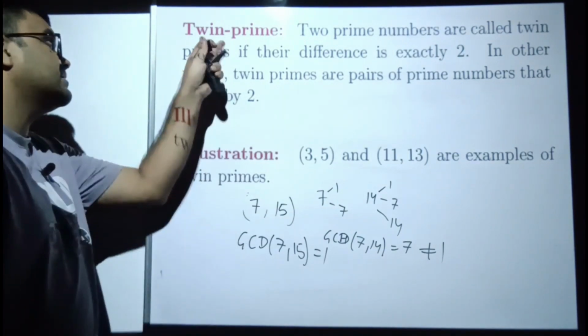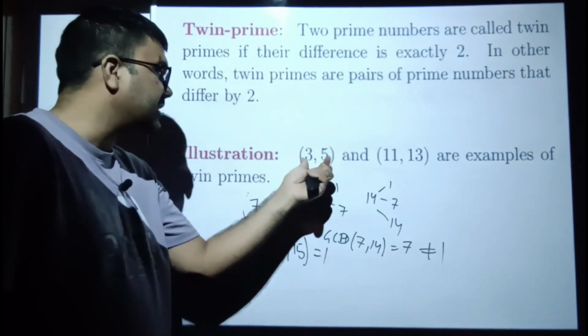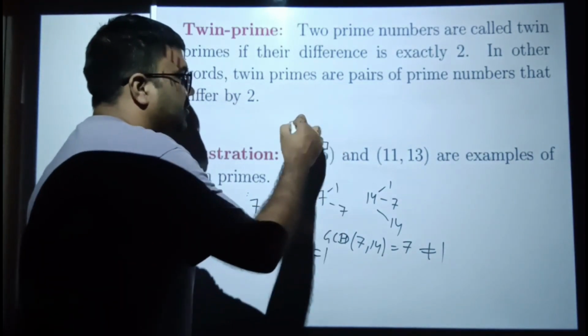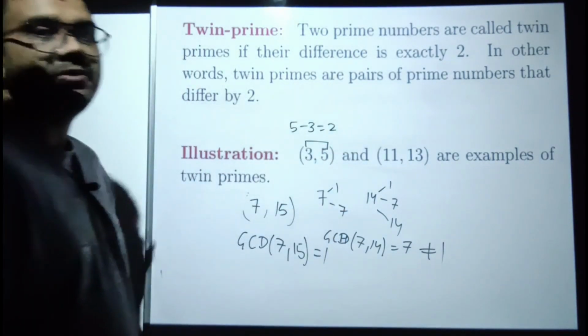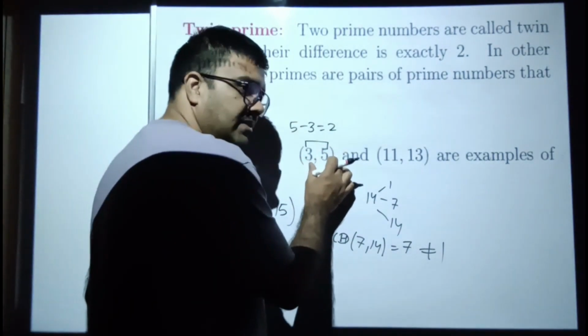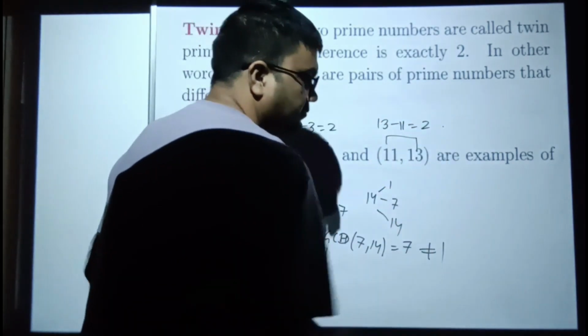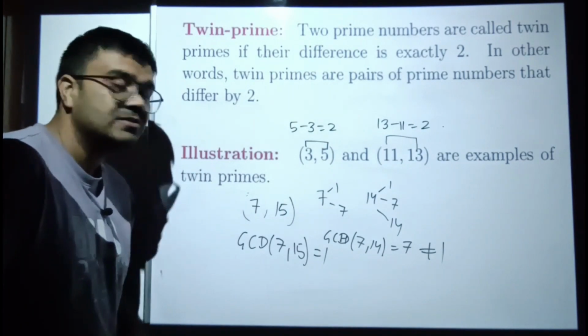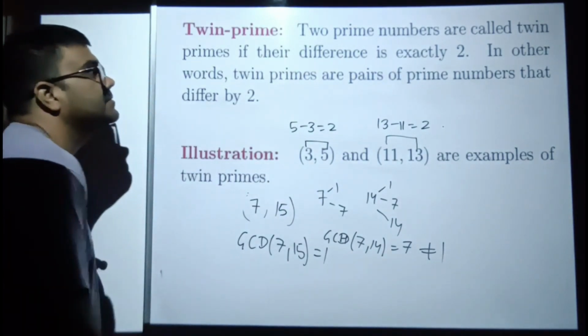Another term we have is twin prime. Twin primes are two prime numbers where the difference between them is 2. 5 minus 3 is equal to 2. If the difference between them is 2, then those two prime numbers are called twin primes. 13 minus 11 is 2. So these kinds of numbers are called twin prime numbers.